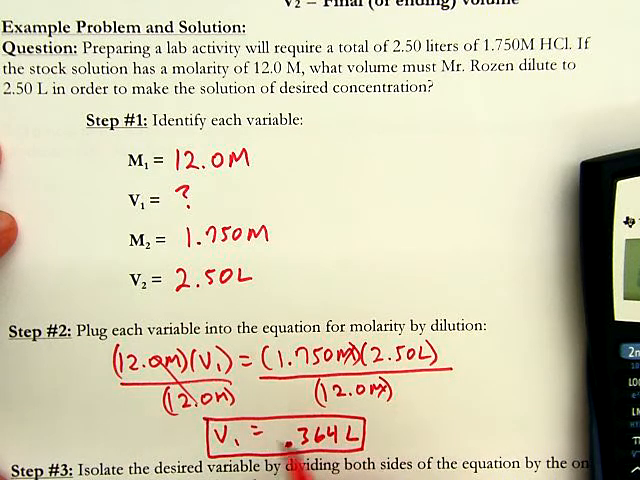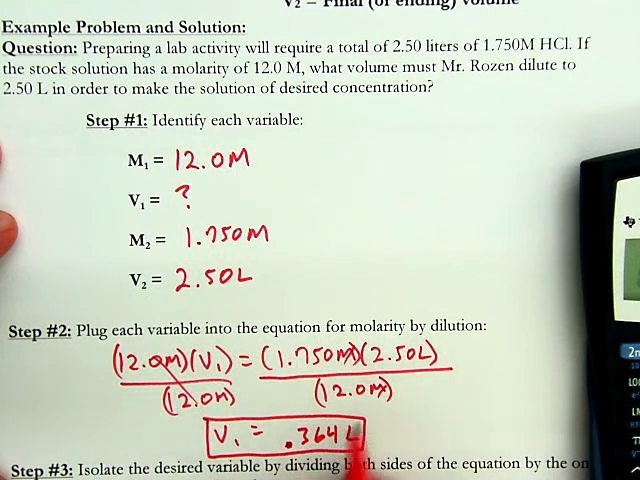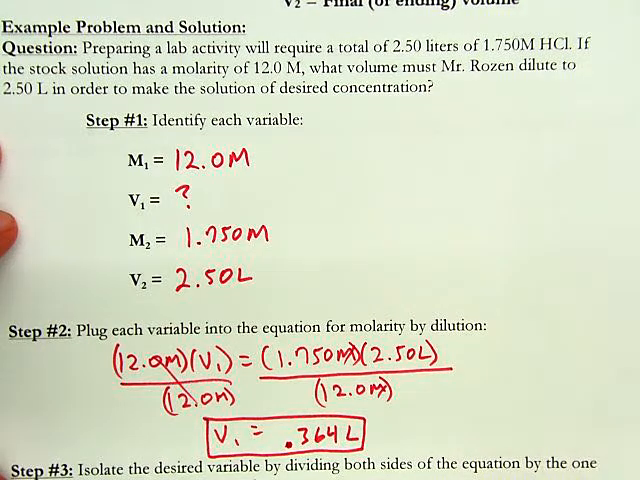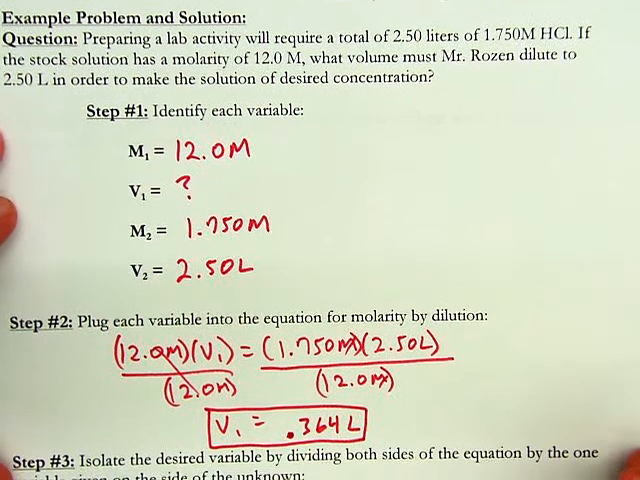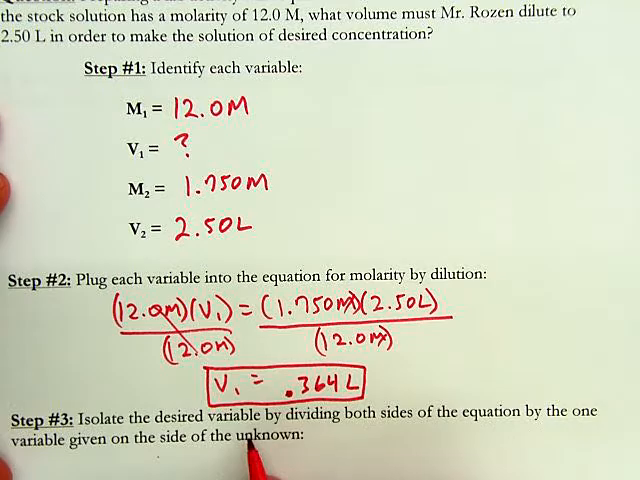So what that means is if I have 0.364 liters of the stock solution, I can add water to it until my ending volume is 2.5 liters. And if I do that, then the molarity is going to be what we're looking for, 1.75. All right, so notice here that the volume increases and the molarity decreases. And this just says isolate the variable, which is what we did, and then we arrive at our answer.